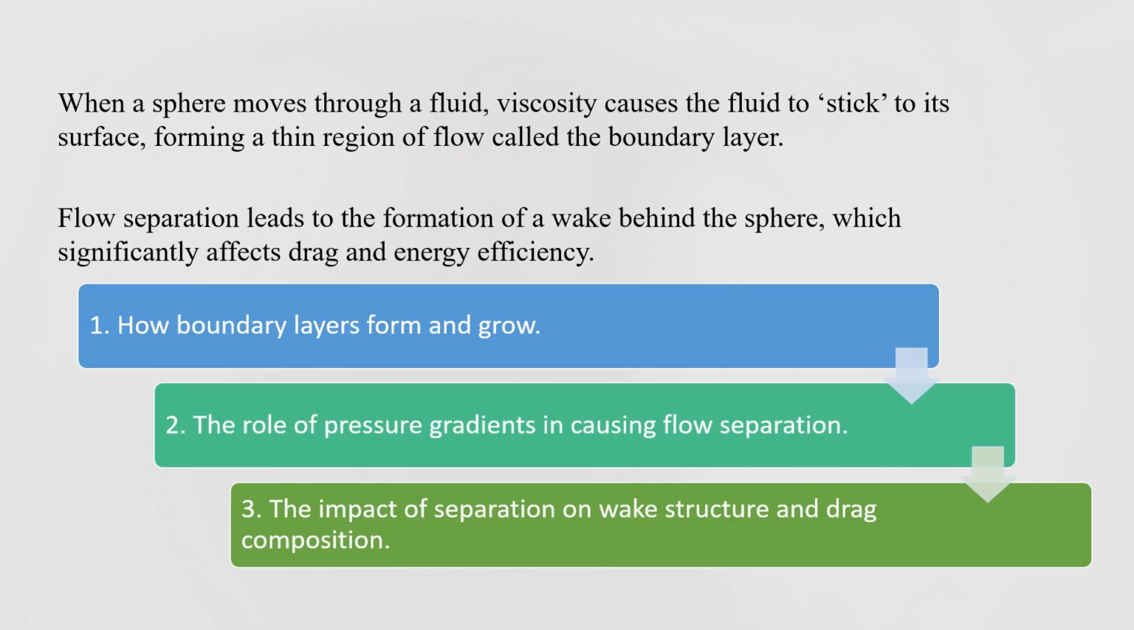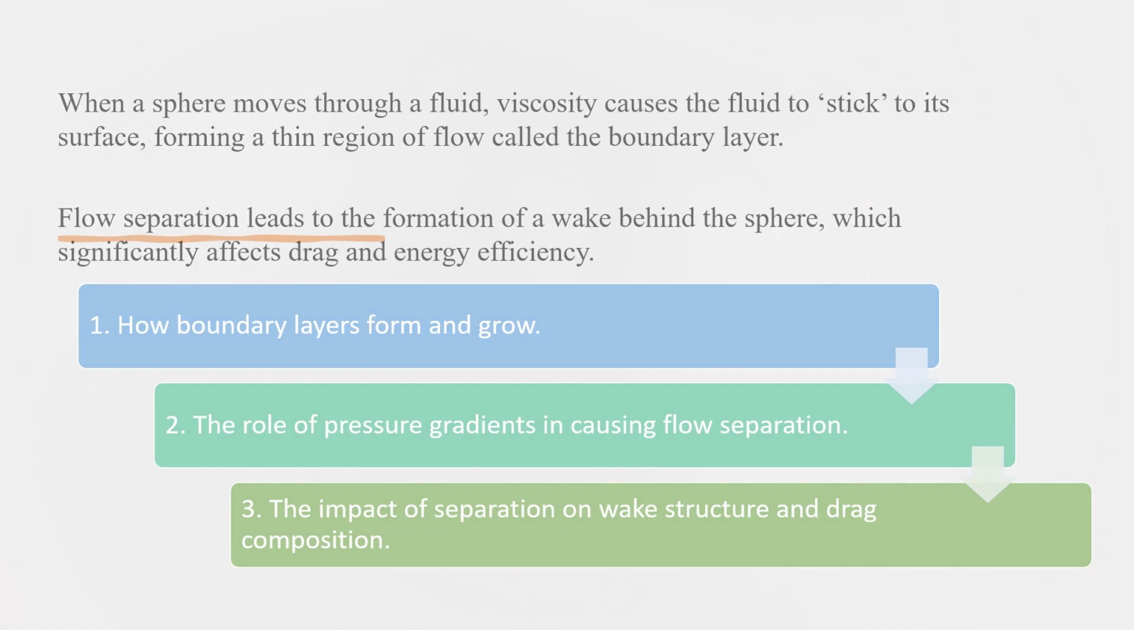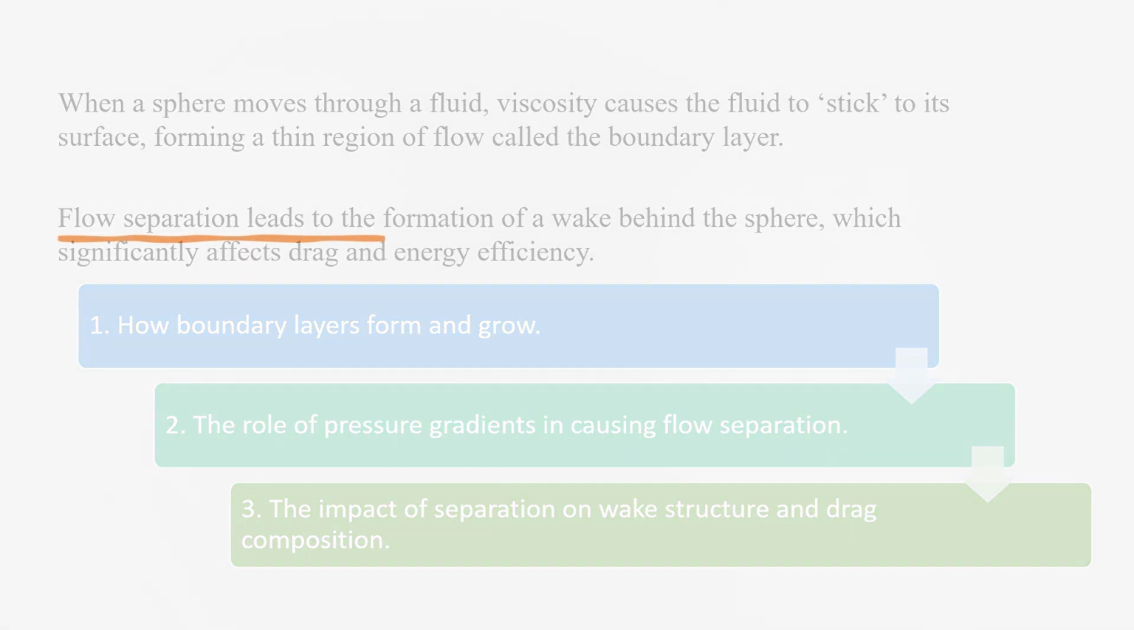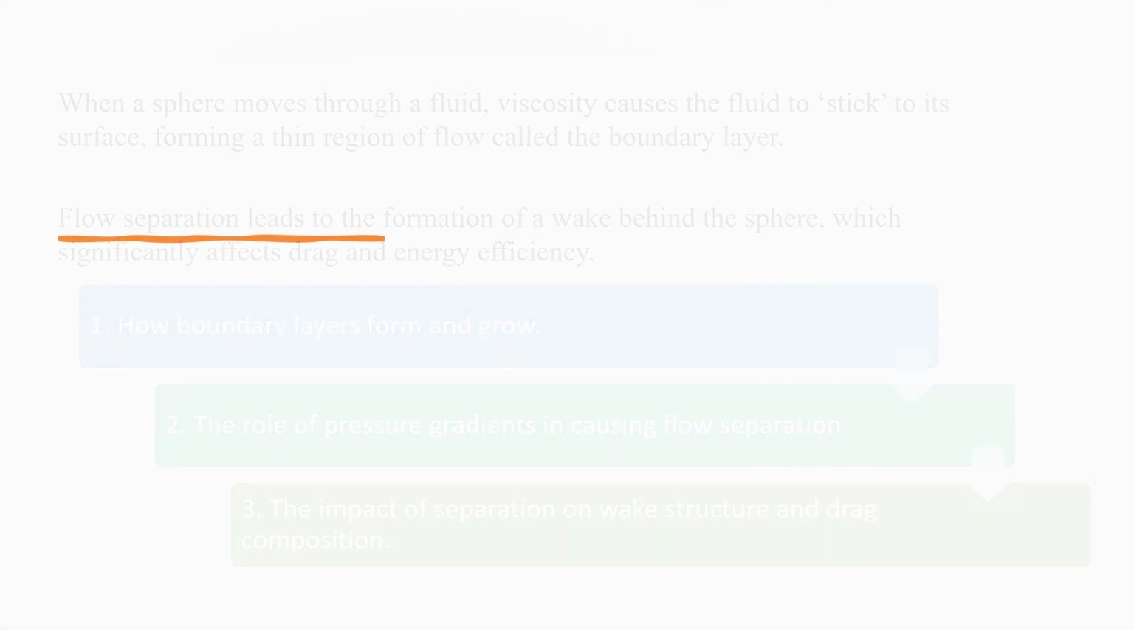In this video, we are going to cover the following key points: how boundary layers form and evolve as the fluid flows along the surface of the sphere, the role of pressure gradients and how they lead to flow separation, and the impact of separation on the wake structure and how it influences drag and overall flow efficiency.